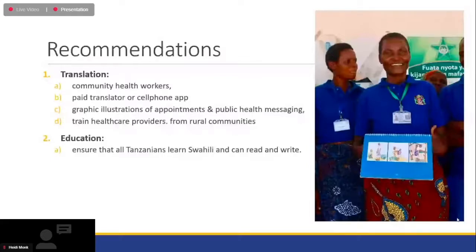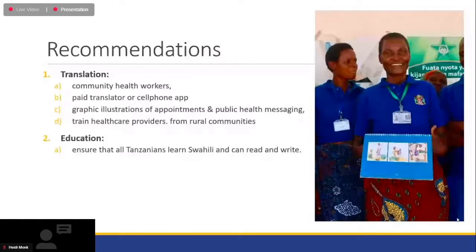As we know, for successful quality maternal, newborn, and child health, communication between health provider and illiterate women is important. So we need good communication between these two groups, communication which everyone will understand. So we recommend the following.